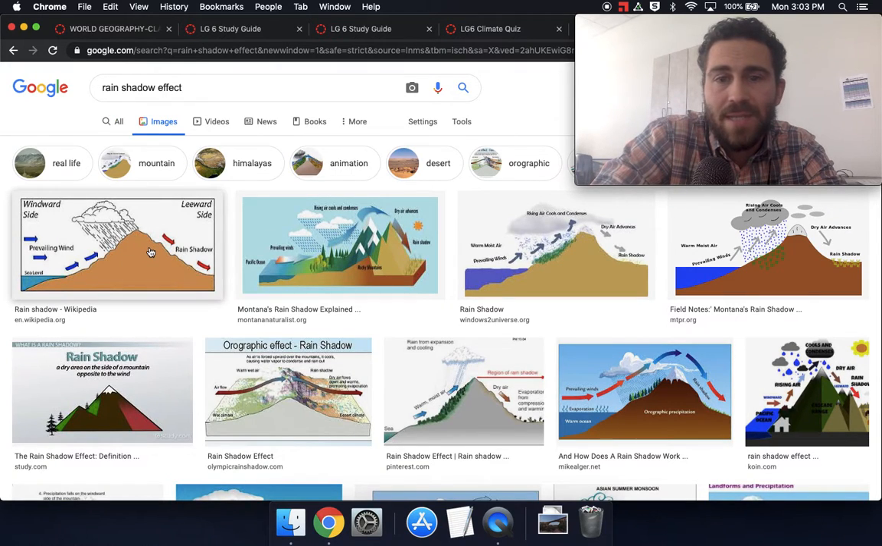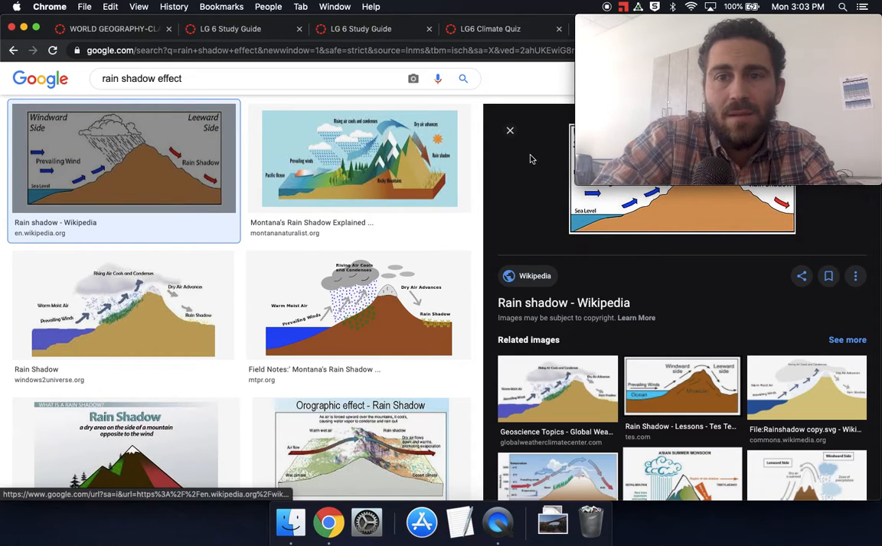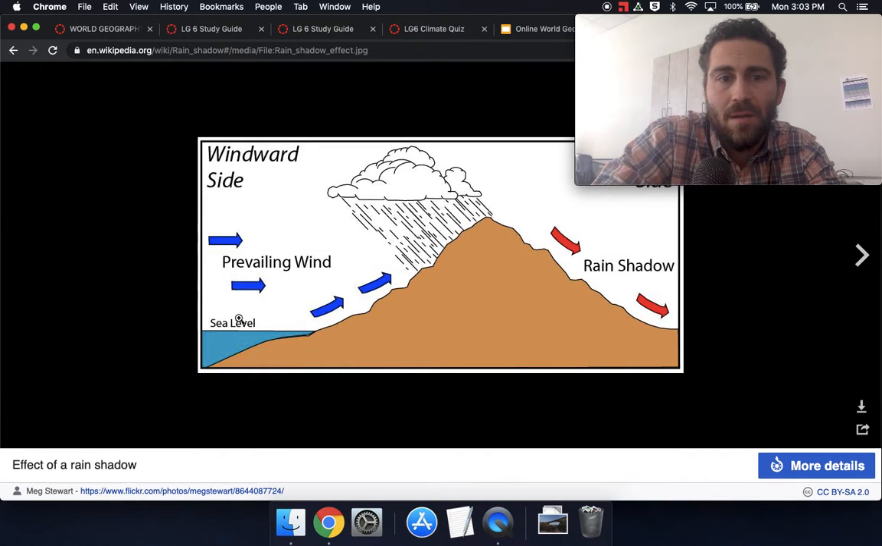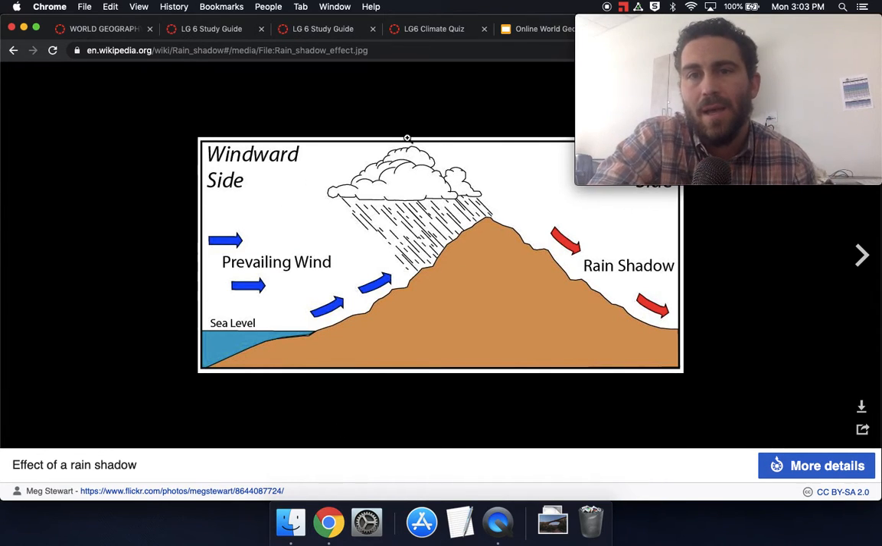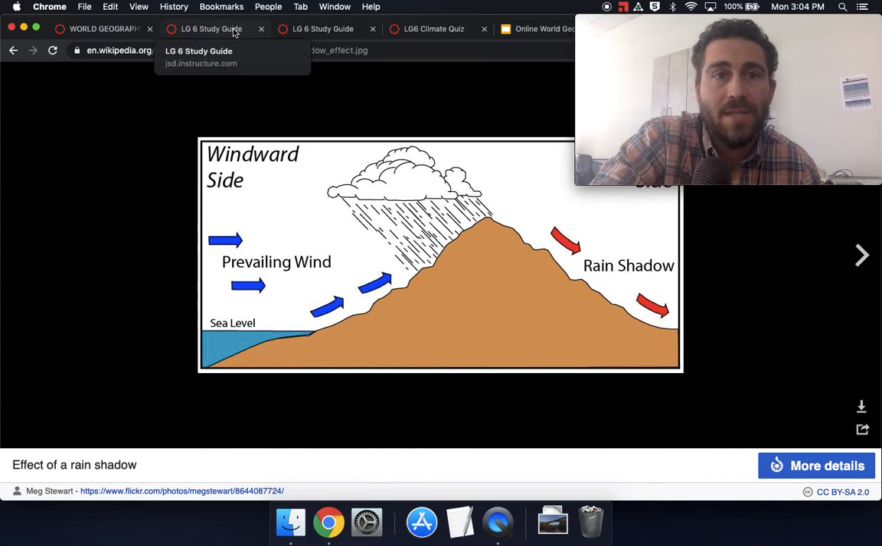Basically, this just breaks down exactly what I said. You've got the windward side, the leeward side. You have the lake effect happening. And over here you have the rain shadow. This whole thing is called the rain shadow effect. So that's all stuff that you need to know.